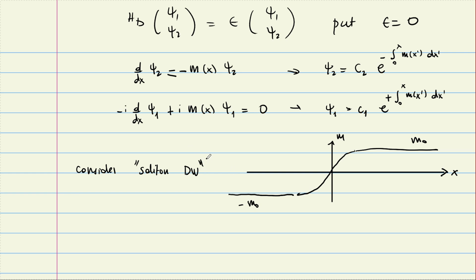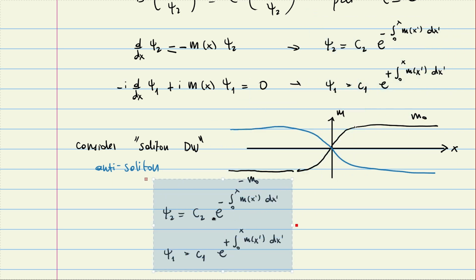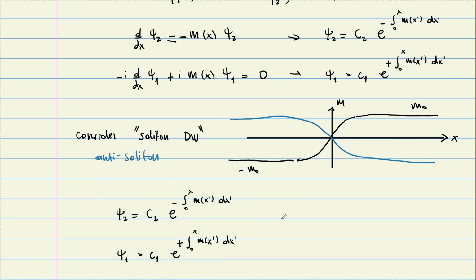This is also terminology; we don't care about the jargon here, we just repeat what people say. The other one, if this side is plus and this side is minus, people call an anti-soliton. If you want, let me color it blue. It's just terminology. But for the moment, we are only going to solve it for the soliton. Let's look at these solutions. Simple things, but sometimes simple things require some care.